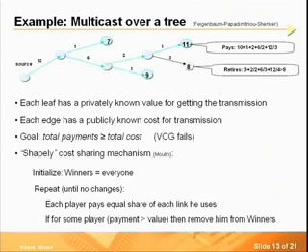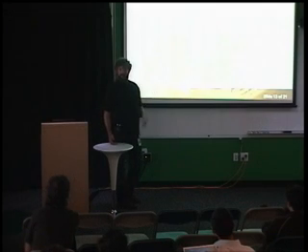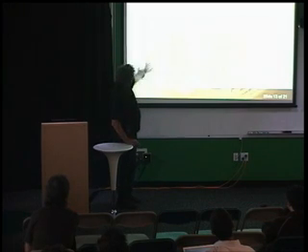The idea is the following. You start by thinking, okay, everyone will get the transmission. And then at that point, you say, well, let's see, I'm going to put tentative payments on each player. And what are the tentative payments? Basically, each link is going to be paid by everyone that uses it.